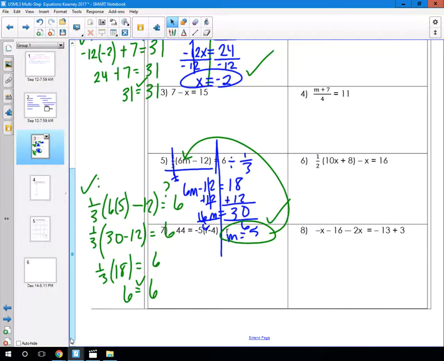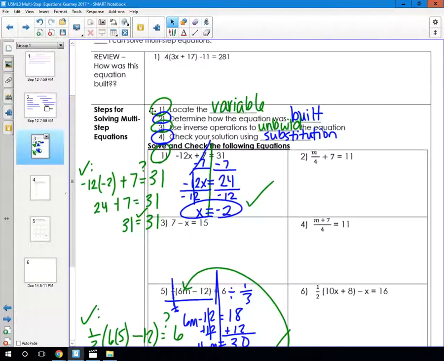Okay? So right there is living proof. Miss Kearney just made a mistake, but I found my mistake by going back and substituting in. So that's why it's so important to always check that equation by substitution. Okay, so let's go through our steps. Step 1, locate the variable. Step 2, determine how the equation was built. Step 3, use inverse operations to unbuild the equation. We're taking it apart. We're deconstructing it. And then step 4, we're going to take our solution and always check it by using substitution.